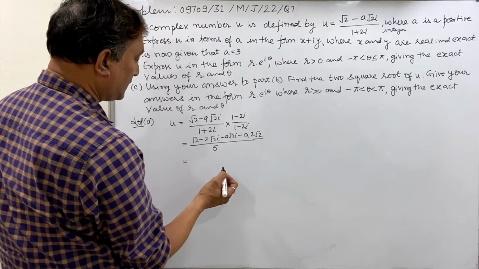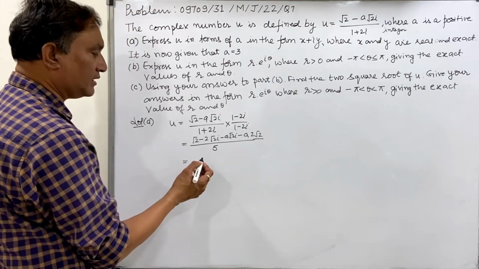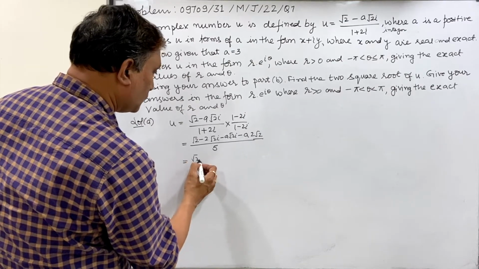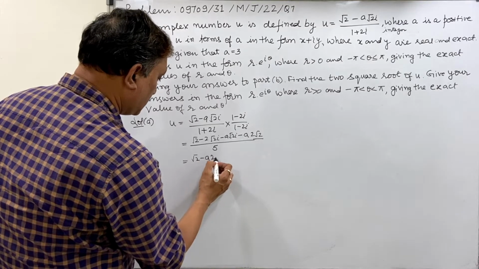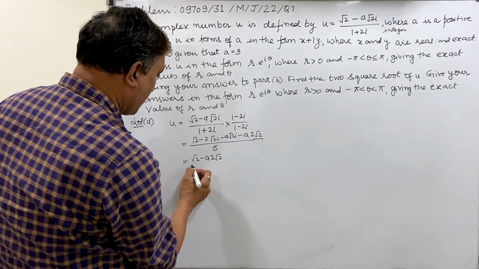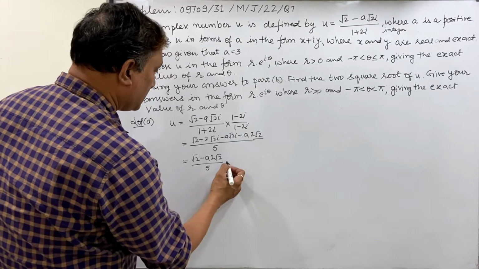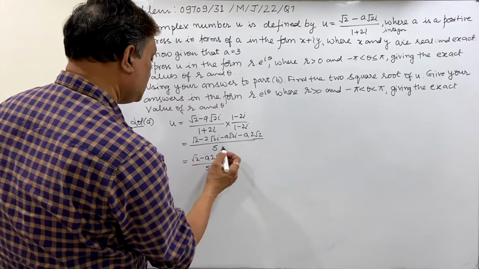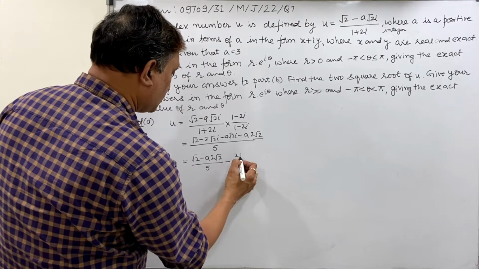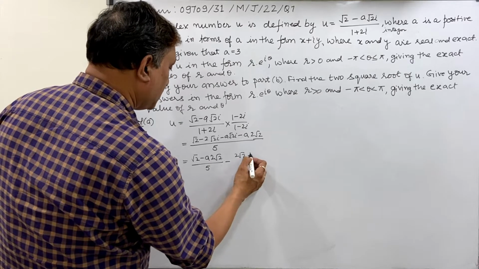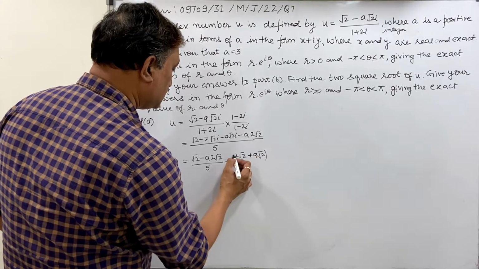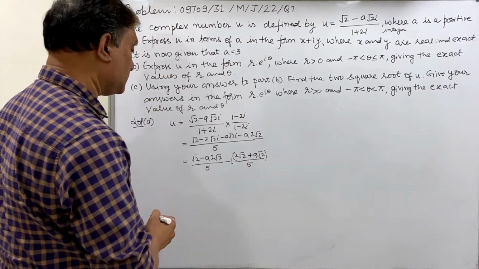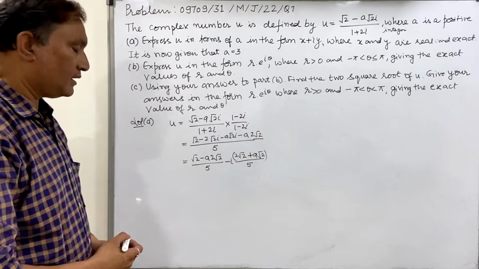Now we will simplify the real part and imaginary part. So you can get here (root 2 minus 2a root 2) upon 5 and minus (2 root 2 plus a root 2) i upon 5. So this is the solution of A part.